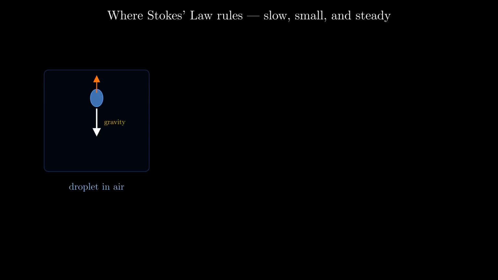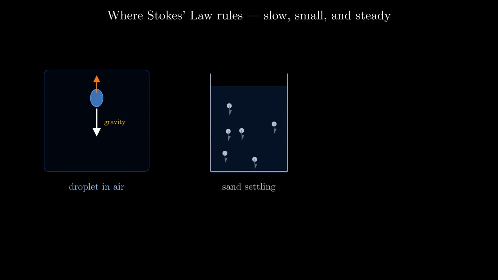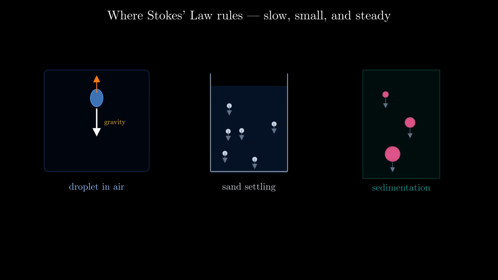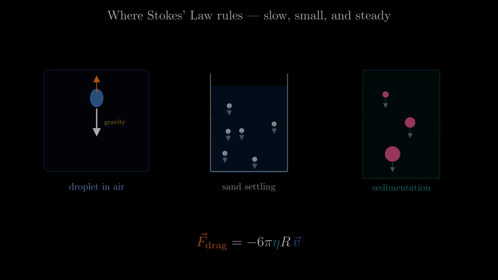The slow speed law governs the world of tiny things drifting through fluids. Picture very small water droplets falling through the air under gravity, grains of sand slowly settling to the bottom of a pond, or molecules sinking through a liquid, a process called sedimentation. In every case, the object moves slowly enough that Stokes' law sets the drag.